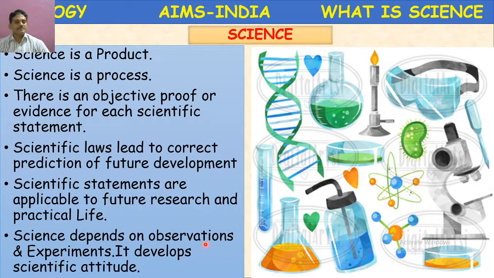Science depends on observations and experiments, isn't it, children? Definitely. Science develops scientific attitude. There are so many definitions. Science is a cumulative body of knowledge. Science is an organized common sense. Science gives training in scientific method. Am I correct, children?